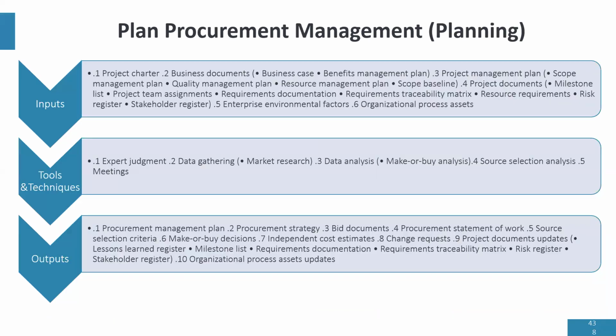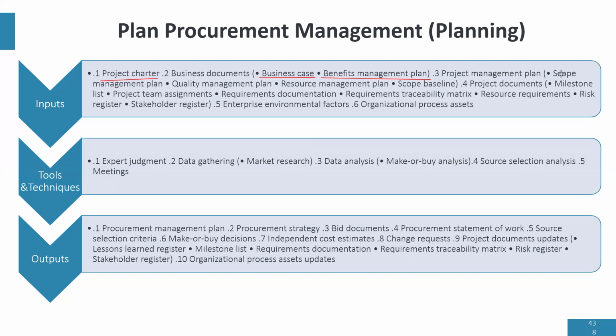And we're going to look at how make or buy analysis works. So in planning procurement, we have the inputs, of course, the project charter, which is the high level description of the project, the business case justification, why the project is being done, and the benefits management plan shows how benefits will be realized in the project.